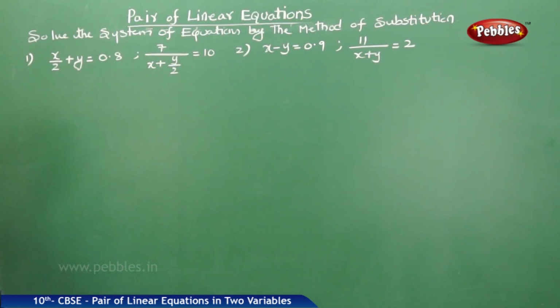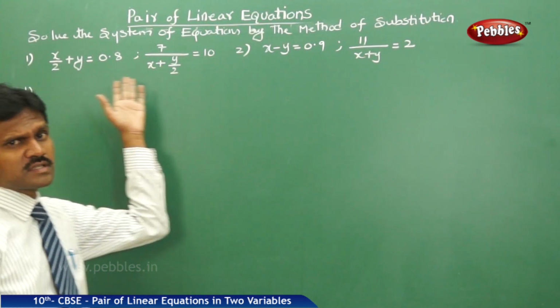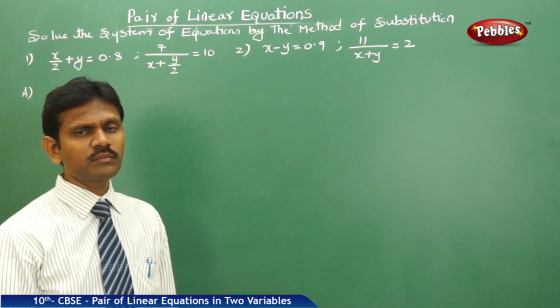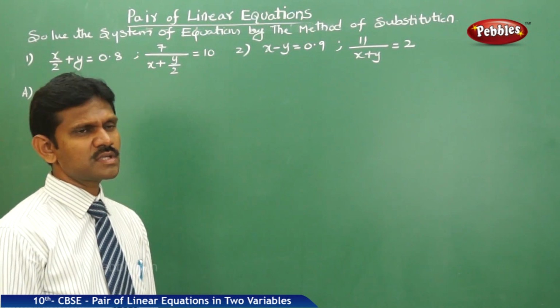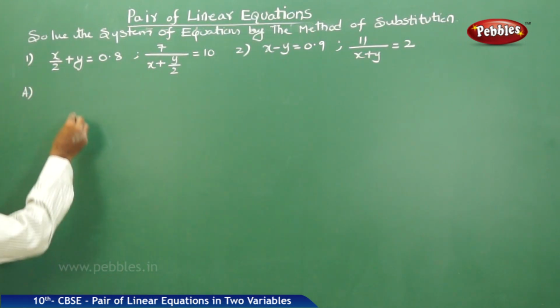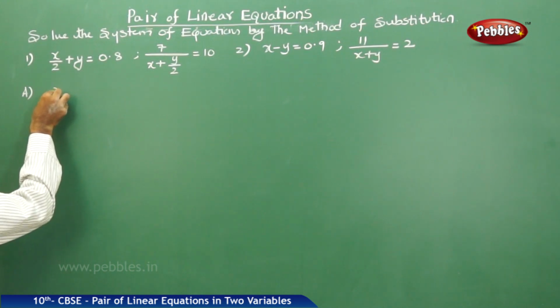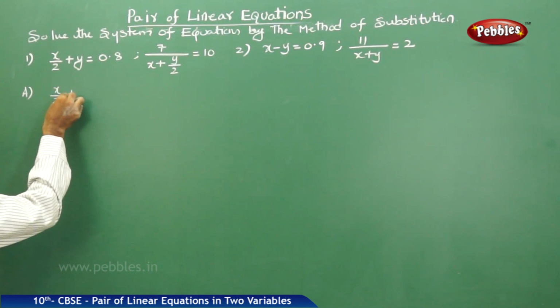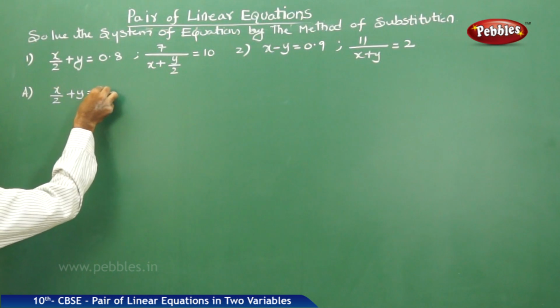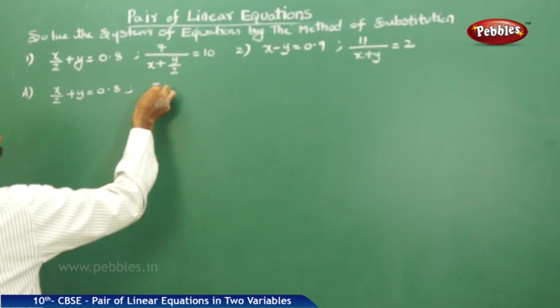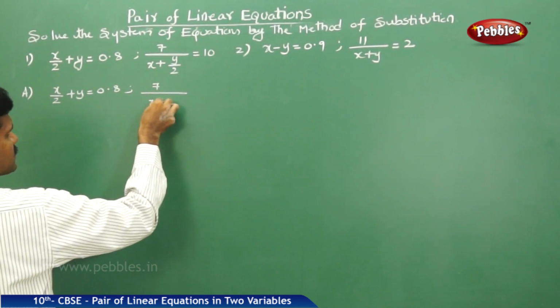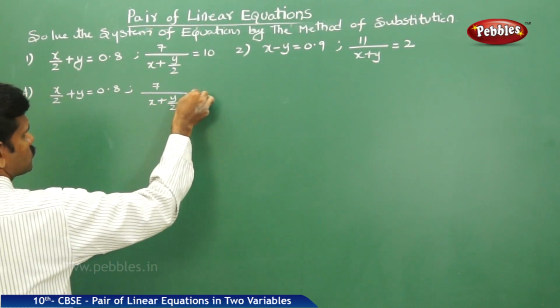Now, first, the given linear equations are in irregular form. First, convert them into regular form. After that, please follow the substitution method. Now, the given equations are x by 2 plus y is equal to 0.8, comma, 7 by x plus y by 2 is equal to 10.